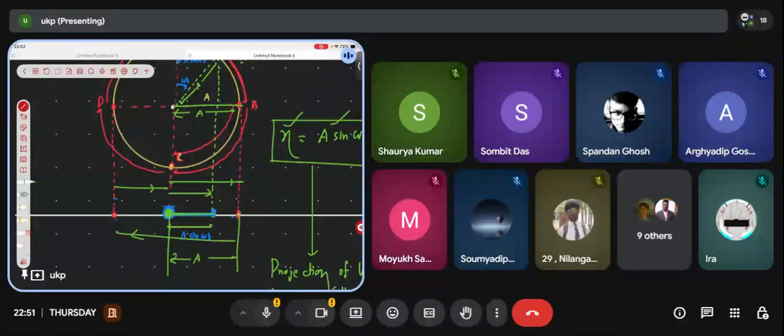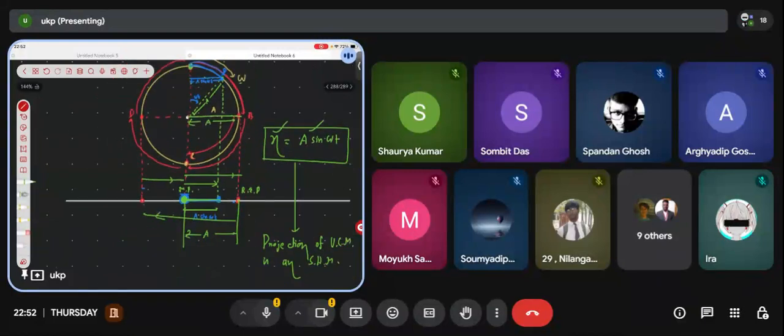Can I say this length is supposed to be A only? This is the mean position. This is the right extreme position. What's the separation between the mean position and one of the extreme positions? What do you call it? We call it amplitude. So can we make this comment, guys? Whatever is the radius of UCM, same is the amplitude of the SHM.